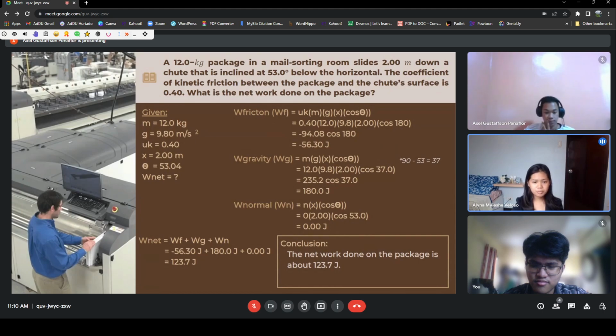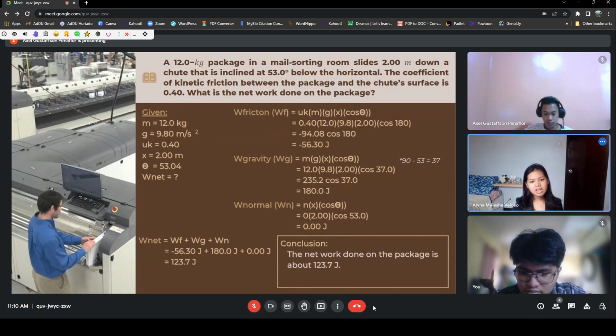After that, the formula for gravity would be mass multiplied by gravity, distance, and cosine of the angle. Next, input the values given, which are 12 kilograms, then 9.8 meters per second squared, then 2 meters, then cosine of 37 degrees, wherein it is obtained by subtracting 53 degrees from 90 degrees. All in all, the work done by gravity would be 180 joules.